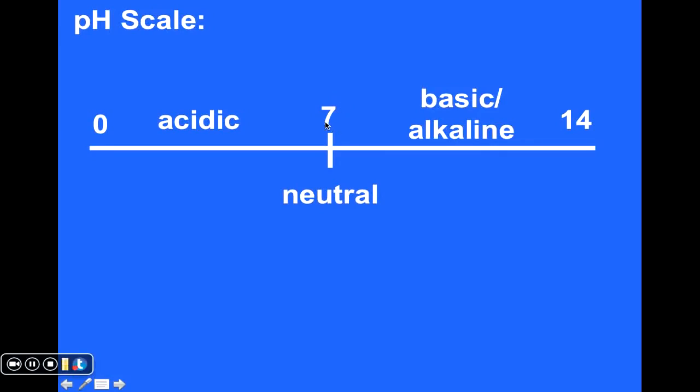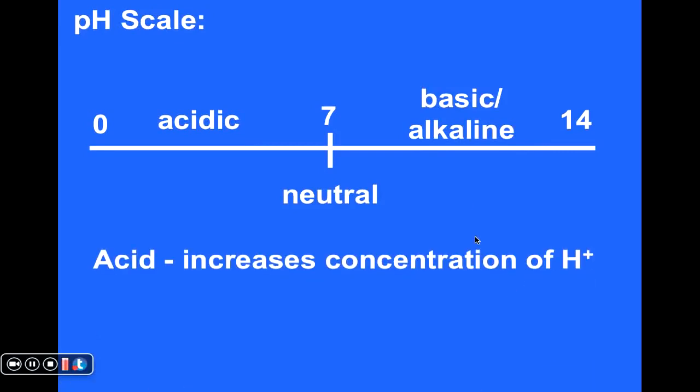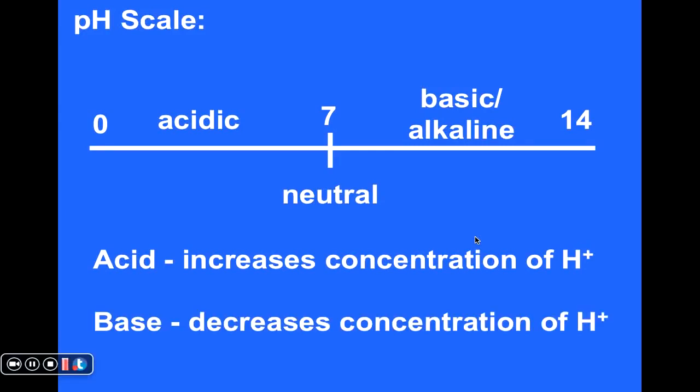The negative 7, that's where we get this 7 from here. So the pH number is just the negative logarithm of the concentration of protons in solution. Okay, and again, anything below 7 we say is acidic, anything above 7 is alkaline or basic. What are acids? Well, acids are anything that tend to increase the concentration of protons. Bases are anything that tend to decrease the concentration of protons.